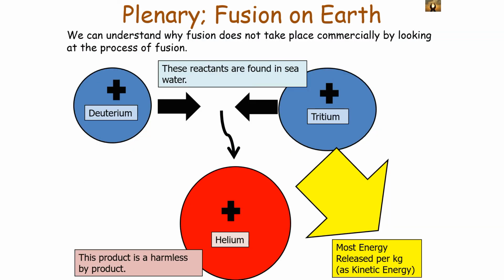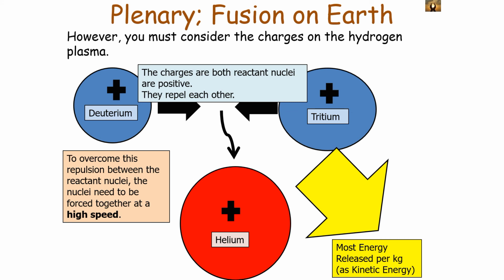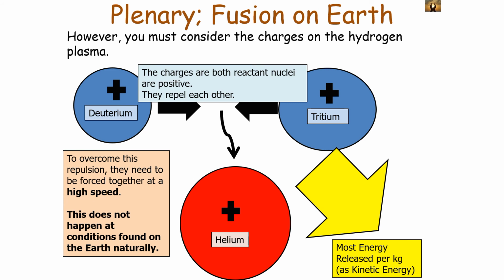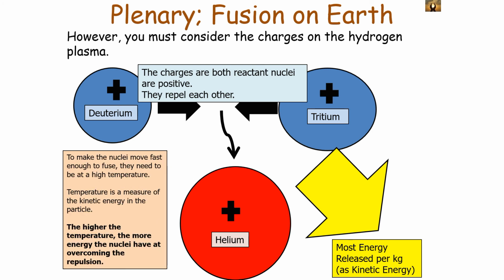Now, let's just once again look at this idea. The reactants are found in seawater. The products produced are harmless and it releases the most energy per kilogram of any process. But we can't carry this out commercially because, like we said before, the charges are both positive for our reactant nuclei, so they repel each other. So to overcome this repulsion between the reactant nuclei, the nuclei need to be forced together at a high speed. Now this does not happen in conditions found on the Earth naturally. So to push the hydrogen nuclei together and fuse, a very high pressure is needed as it forces the nuclei together. So for fusion to occur on Earth we need a high temperature and a high pressure.